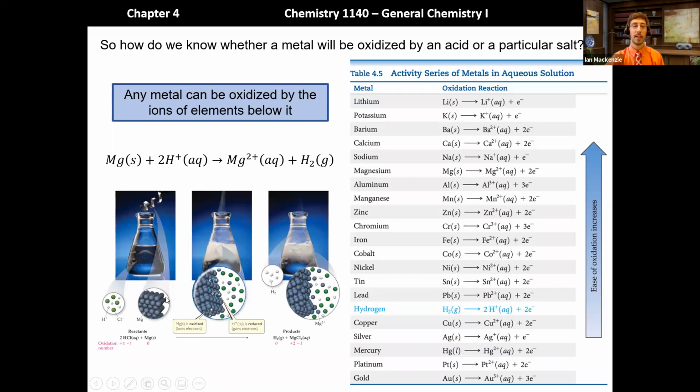And indeed, if we take magnesium metal and drop it into hydrochloric acid, we see rapid reaction to oxidize the magnesium and generate and reduce the hydrogen ions to hydrogen gas, which you then see as bubbles evolving from the reaction.